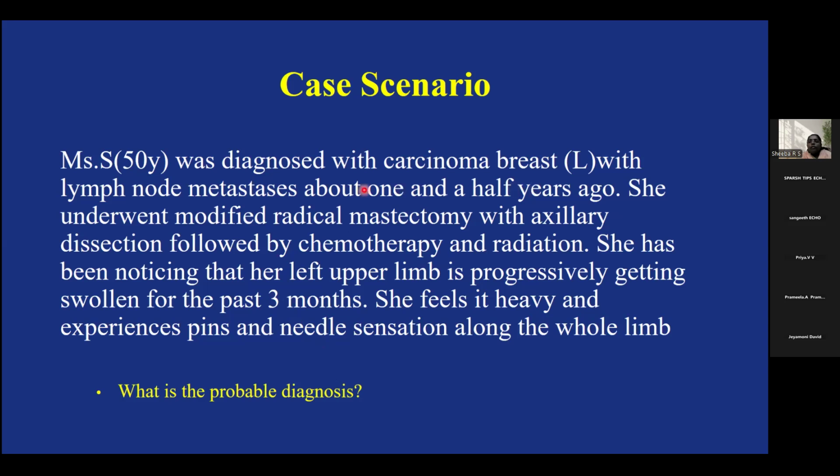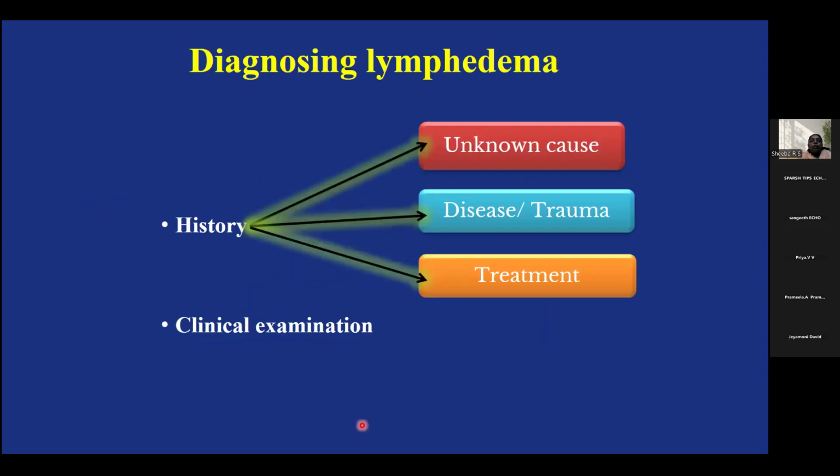This patient has carcinoma breast, right? And after that, she underwent a modified radical mastectomy and axillary dissection, followed by chemotherapy and radiotherapy. So these are the three major causes for developing lymphedema. So this patient is having lymphedema.